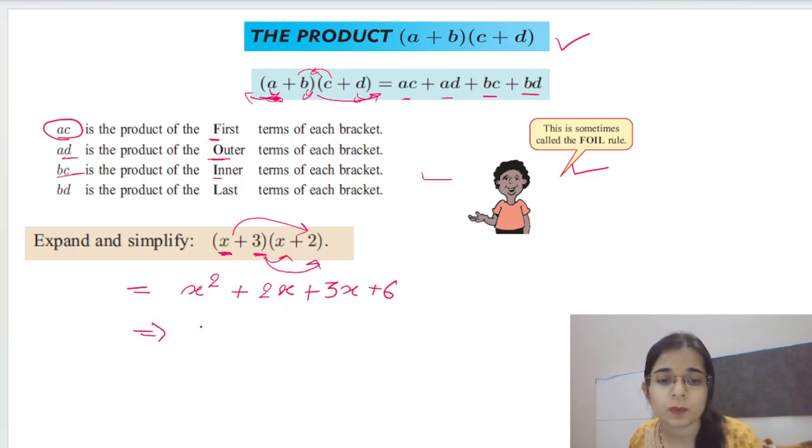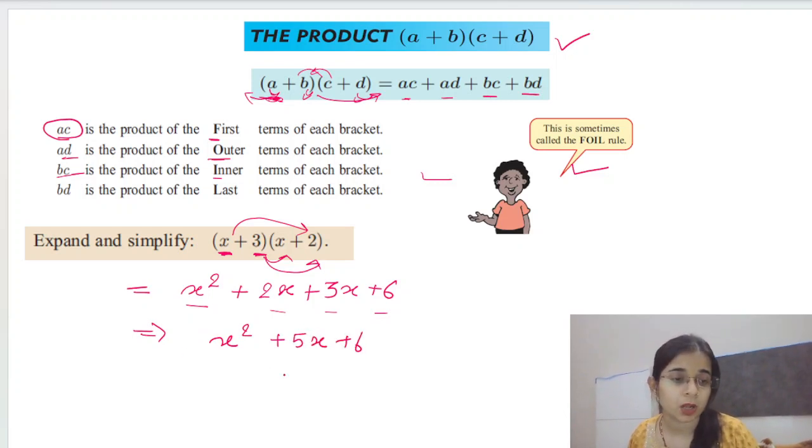Understood? So now you can see out of all these four terms, the middle two terms are like terms. So here we are going to add these two. This will become x square plus 2 plus 3, 5x, plus 6. Understood?